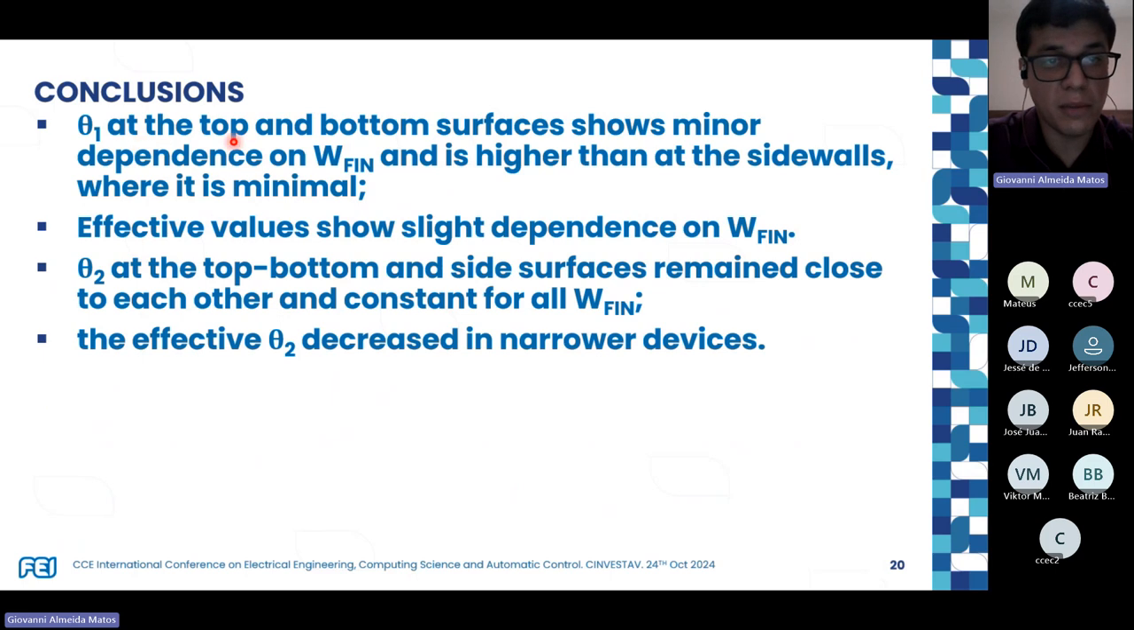Theta 1 at the top and bottom surfaces shows a minor dependence on fin width and is higher than at the sidewalls. The effective theta 1 shows a slight dependence on fin width, a behavior similar to the mobility. Theta 2 at the top and bottom and the side surfaces remain close to each other, but the effective theta 2 decreases in narrow devices.